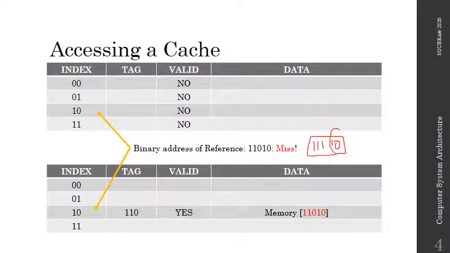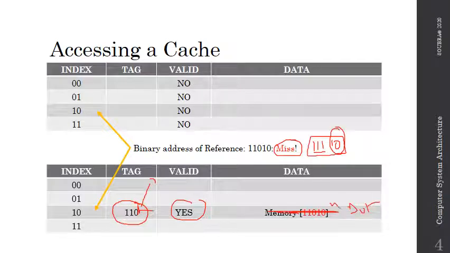We're going to go for the index 10. Apparently we had a valid bit, so we're going to go ahead and compare the tags. The tag that we have here is 110, whereas here we have 111. So basically this would be another miss, and then we're going to kick out that one and replace it with that word, with whatever data is represented in that address. So this is the new data.